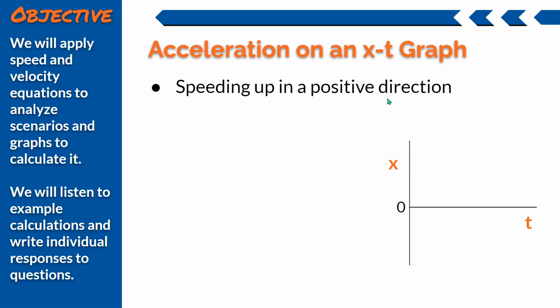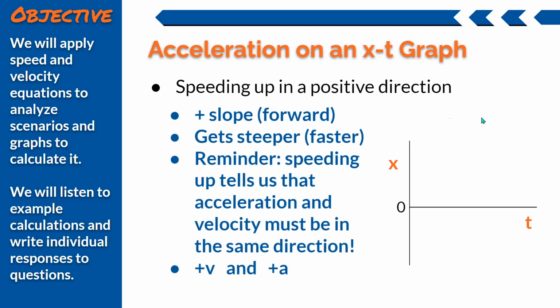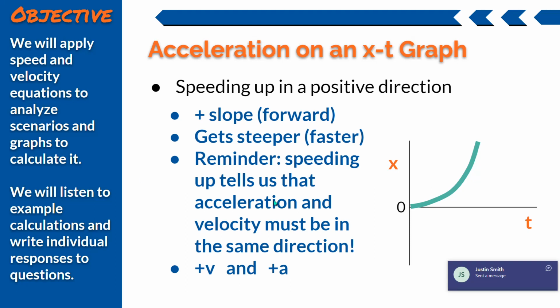All right, so let's look at some different scenarios. Speeding up in a positive direction. Well, that's what I just showed you. Positive direction on an XT graph still means positive slope. Okay, but my slope now has to change. If I'm speeding up, it needs to get steeper. That is an example of what a graph could look like on an XT graph for an object speeding up in the positive direction. As a reminder, acceleration and velocity must be in the same direction if you are speeding up. So whenever you look at the scenario, if it says you're speeding up, then you know that both of them either have to be positive or both of them have to be negative.